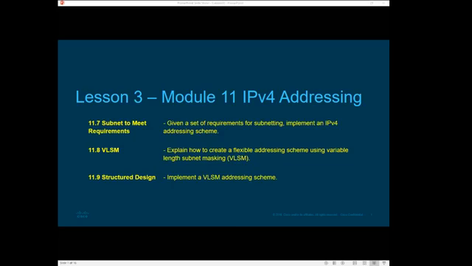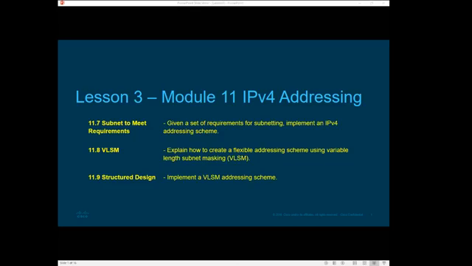In this lesson, I'd like to cover the last part of module 11. If you go to the reading content, that's 11.7, 11.8, and 11.9. And that's on subnetting to meet network requirements. Given a set of requirements for subnetting, you implement an IPv4 addressing scheme, and then we look at VLSM, how to create a flexible addressing scheme using variable length subnet mask.